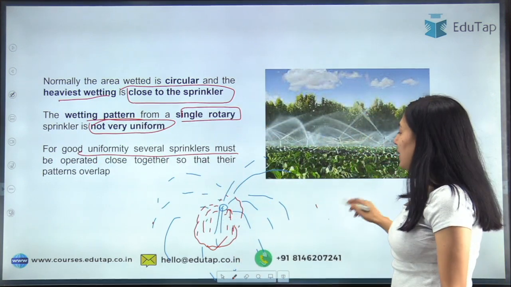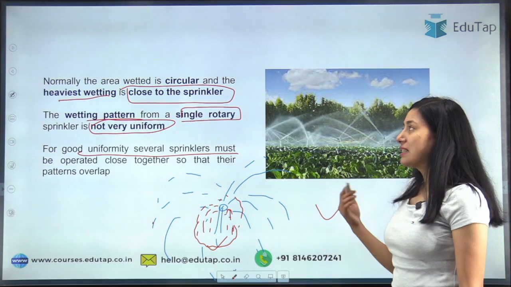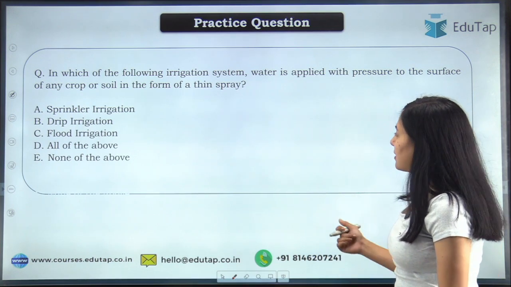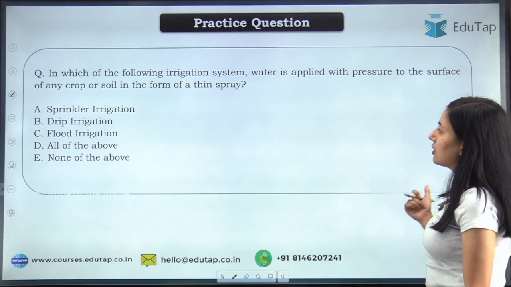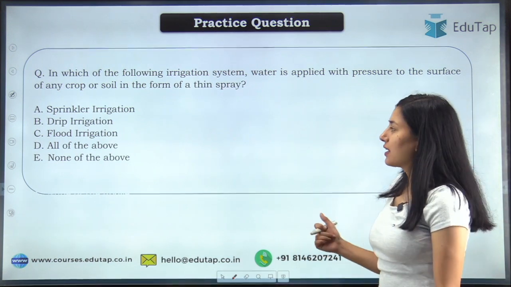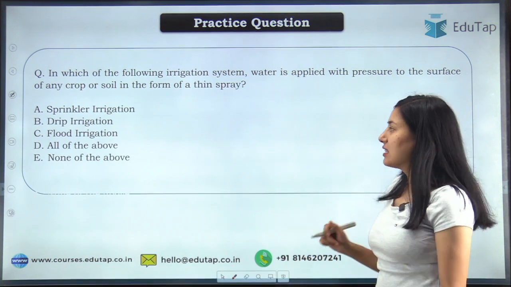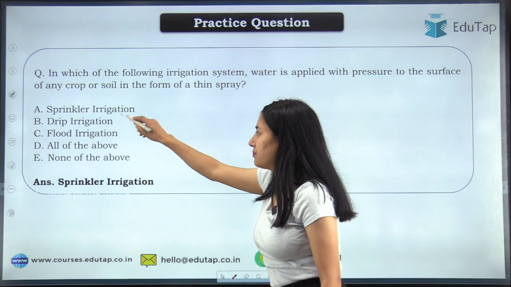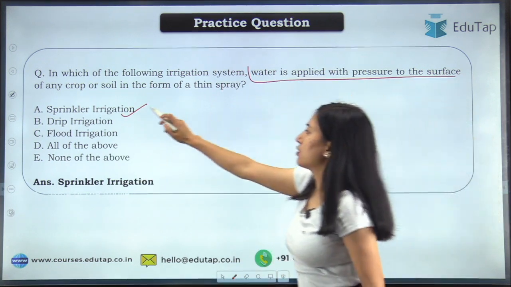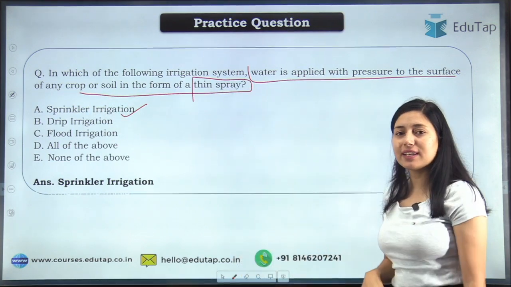Now that was about the sprinkler type of micro irrigation. Let's discuss a question based on this: in which of the following irrigation systems is water applied with pressure to the surface of any crop or soil in the form of a thin spray? Your options are sprinkler irrigation, drip irrigation, flood irrigation, all of the above, none of the above. The right answer is sprinkler irrigation. Students, we have discussed that water applied with pressure in the form of thin spray is sprinkler irrigation.